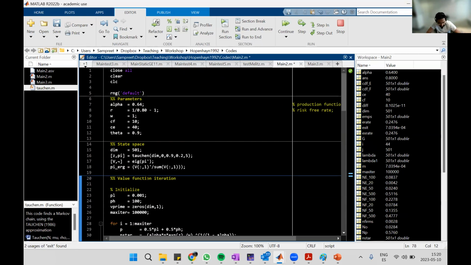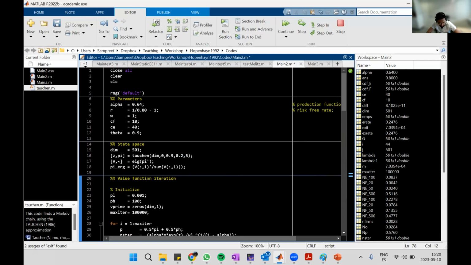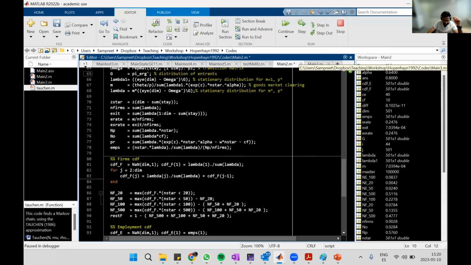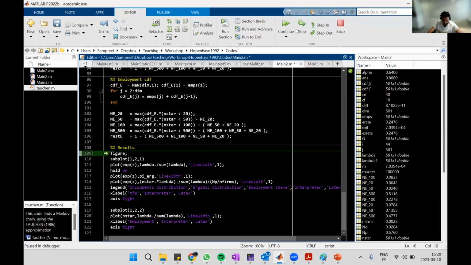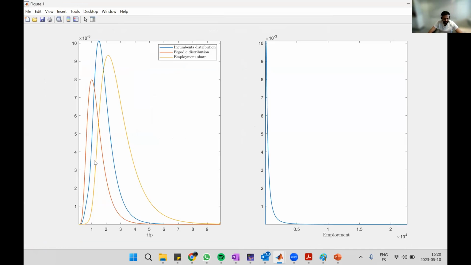Let me tell you now, in a few seconds, how to calibrate this entry and exit rate, but let me first plot to answer Niranjan's question. So here is the distribution of firms.